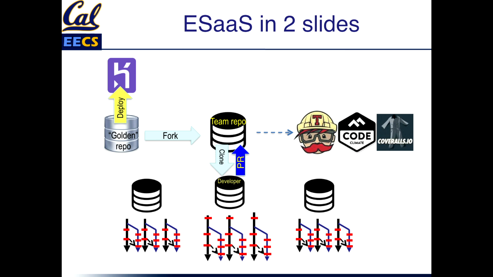Code Climate is a tool which has a series of things like linters and static analyzers.